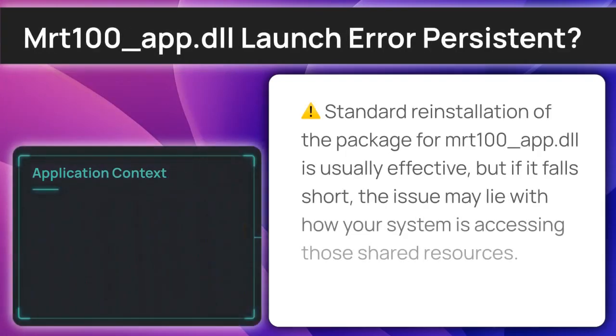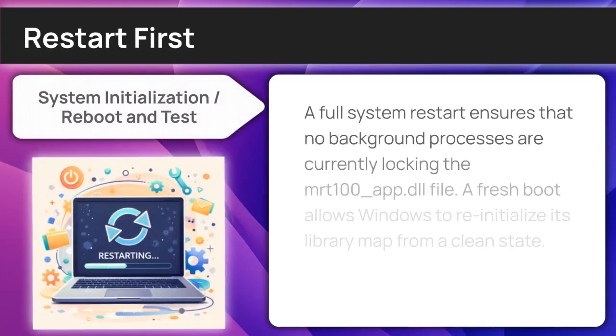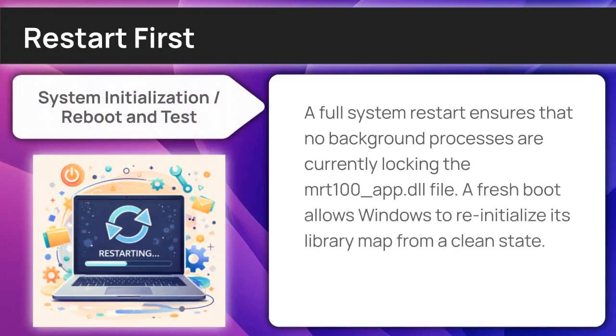If you're still finding yourself stuck after the reinstall, our next priority is to check for any active blocks in the system path. A full system restart ensures that no background processes are currently locking the MRT100 app file. A fresh boot allows Windows to reinitialize its library map from a clean state.